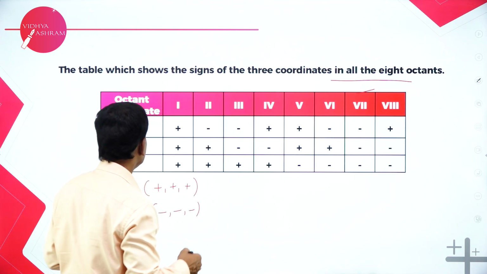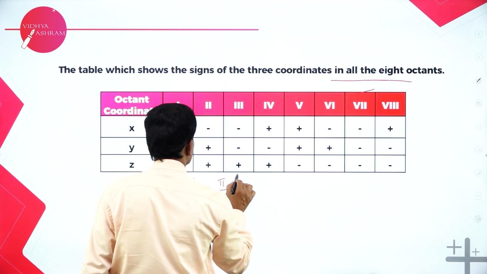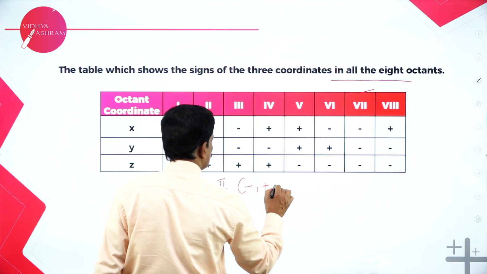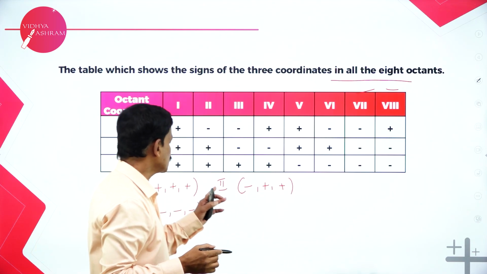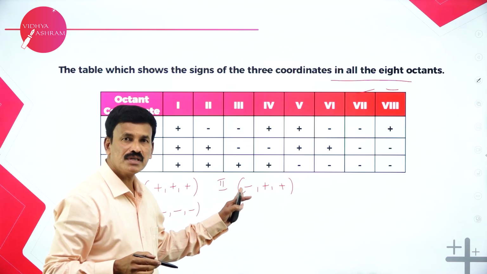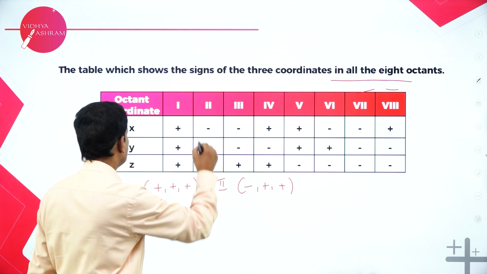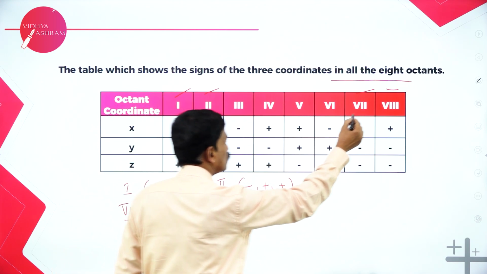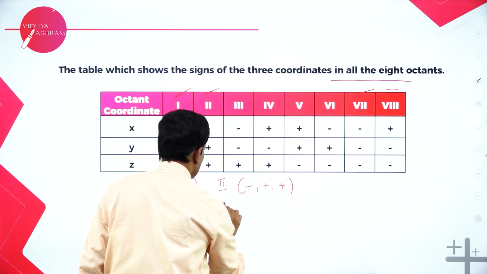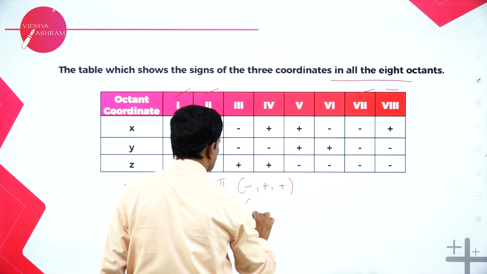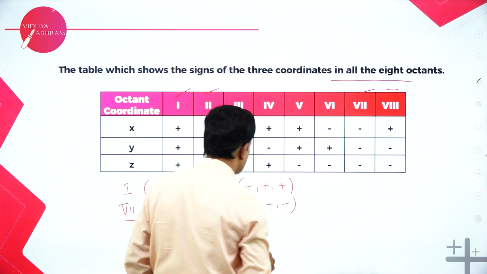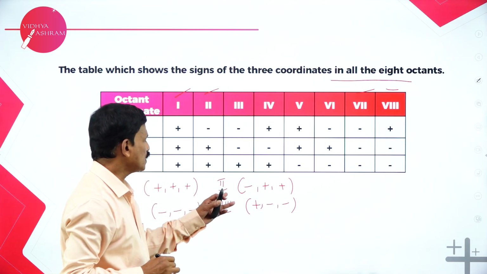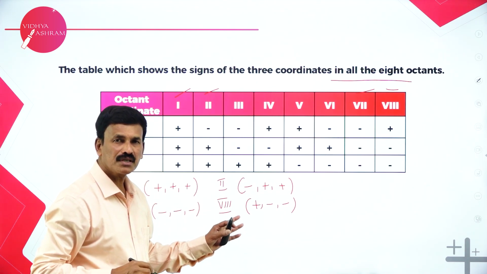Now, move on to the second one. In the second octant, negative, positive and positive. X is negative, y is positive, z is positive. Whereas in the 8th octant, x is positive, y is negative, z is also negative, just opposite to this. So, negative, positive, positive here, and positive, negative, negative there.